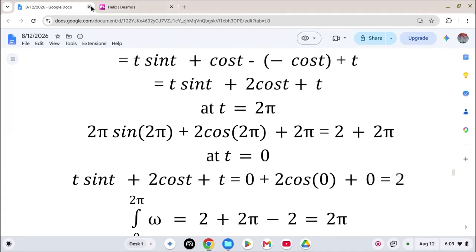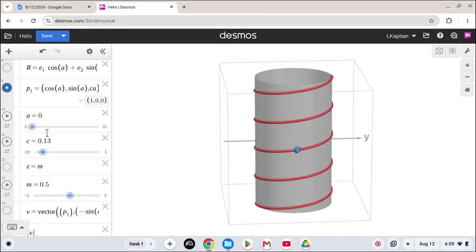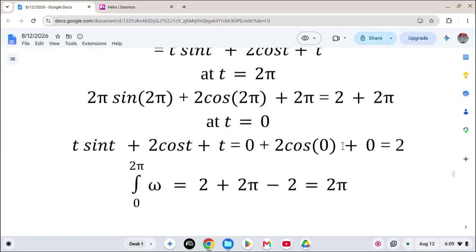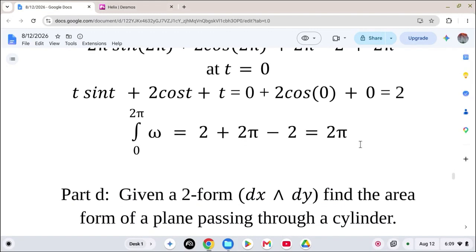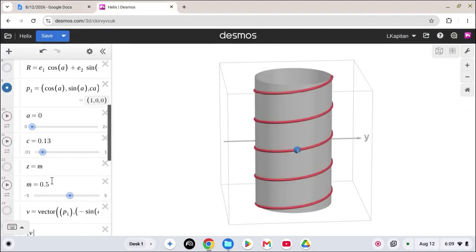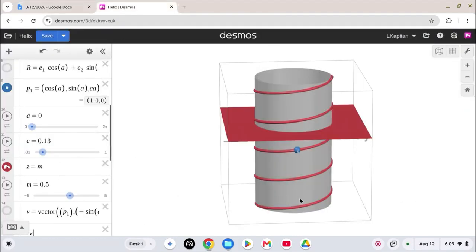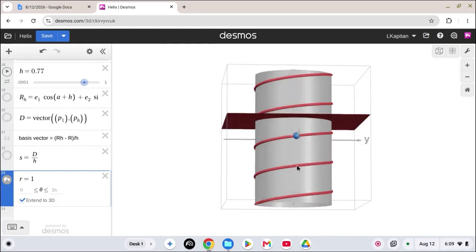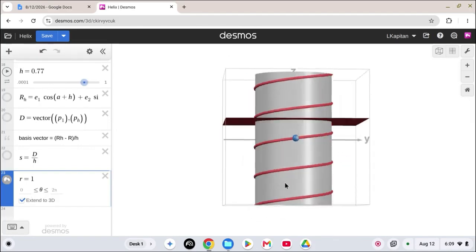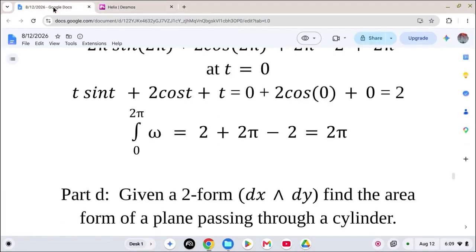So that's the answer, which actually, if you look at it, it's kind of obvious that it's 2 pi, but it was worth doing anyway. Okay? Part D, given a two form, dx wedge dy, find the area form of a plane passing through a cylinder, right? So we want to just look at this plane that passes through the cylinder. What is the equation for that in differential forms?